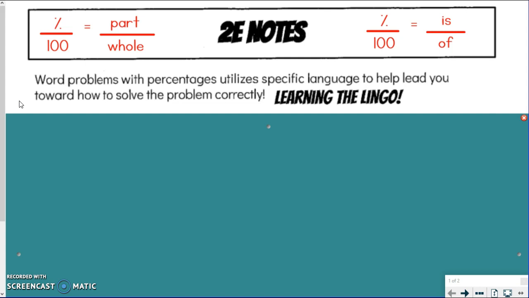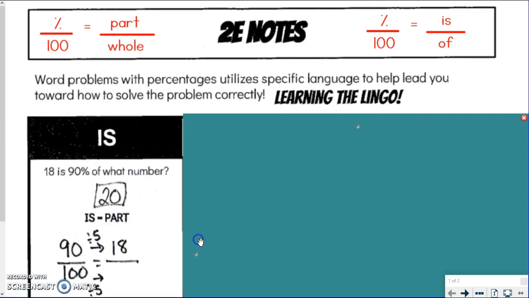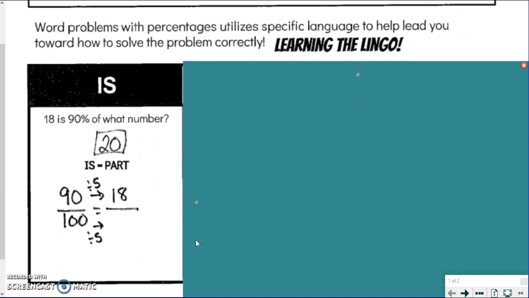If you look on the right side of the screen, I have percent over 100 still, because a percent is always over 100. That is just a given. But instead of saying part over whole, we're not going to be able to interpret that as much in the way we did in the real world problems. So we're going to use the keywords is and of. You'll see what I mean in a second. So let's start with this first section, and you can start filling in your notes. I'll scroll down so you can see.